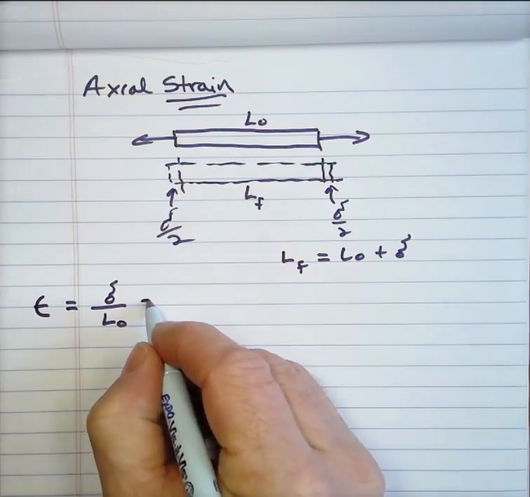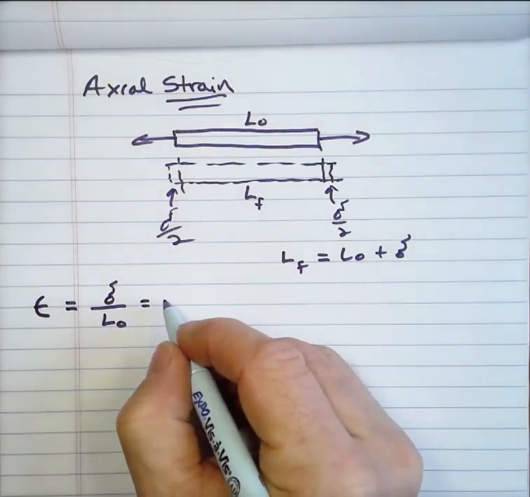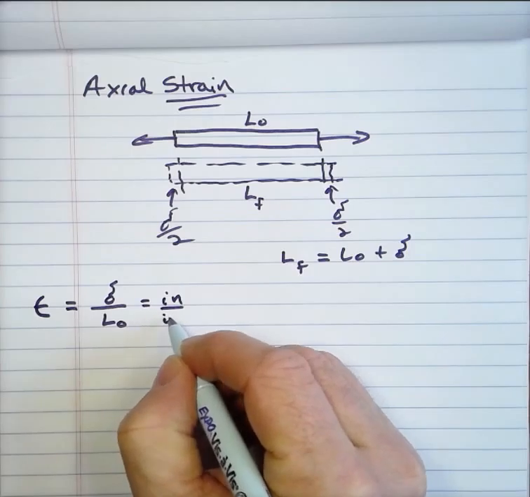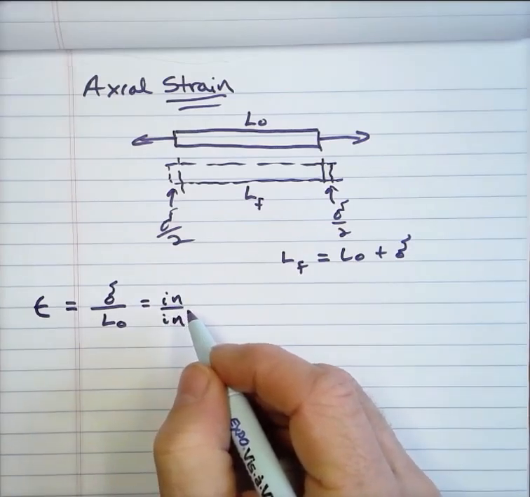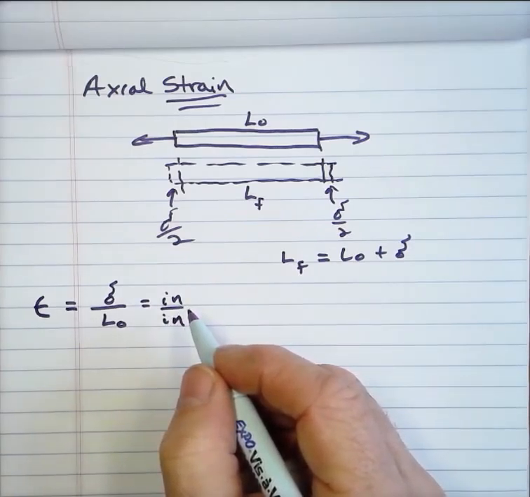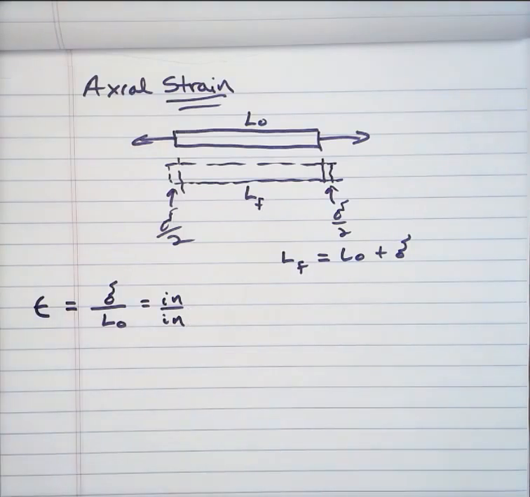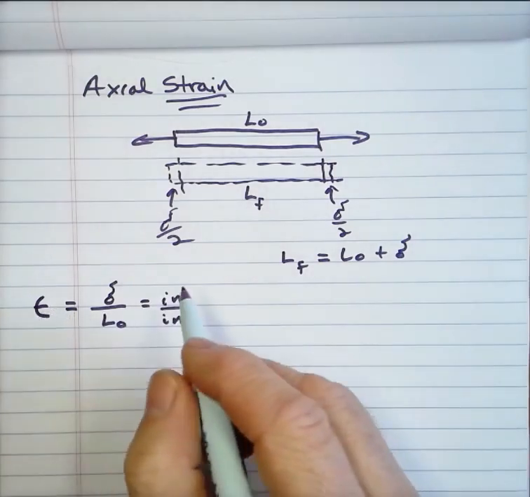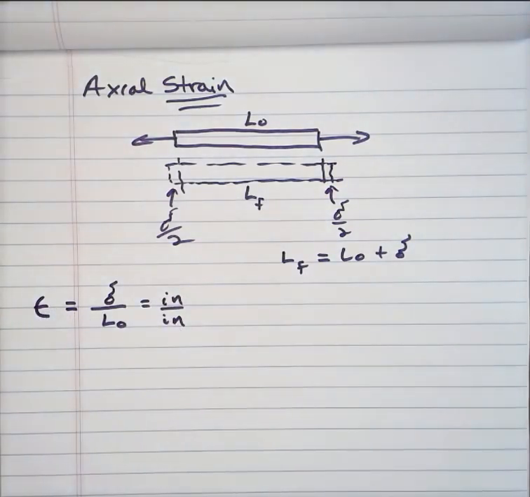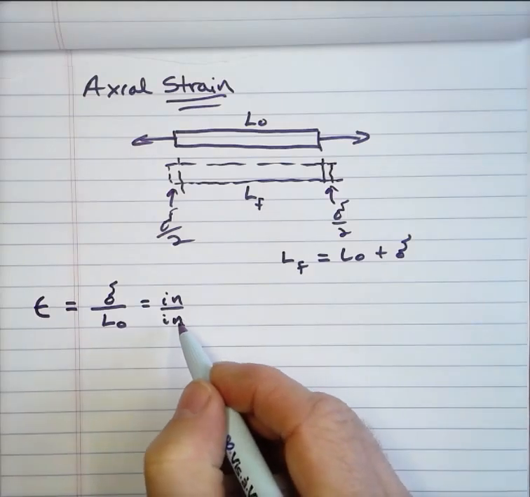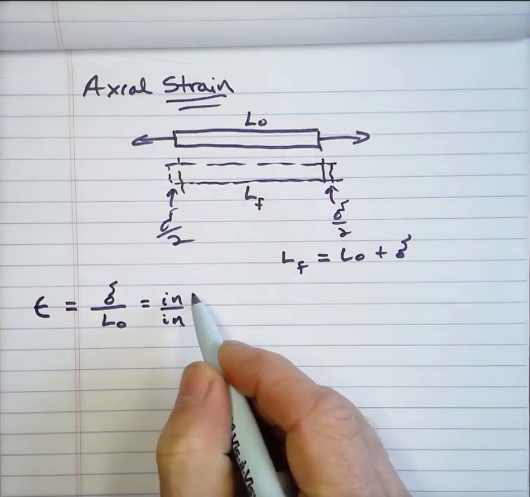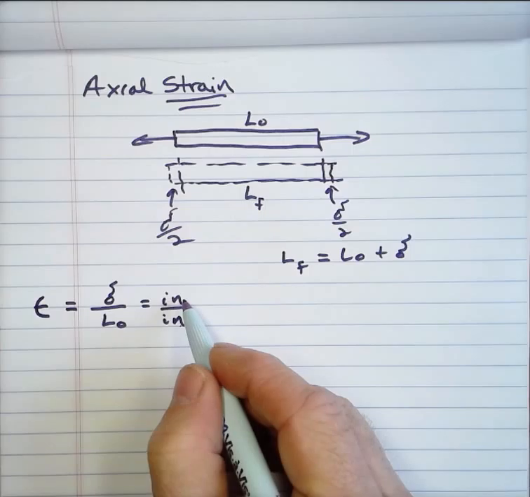Now, if I were to ask you what the units are, you might say, well, if we started with inches and we increased in length by inches, the units would be unitless. But while you would be right, they are in a sense unitless, we don't call them unitless. We say that the units of strain are inches per inch. In other words, for each inch of the original beam, the increase or decrease in length was so many inches.